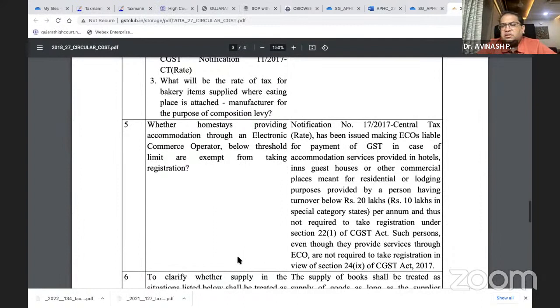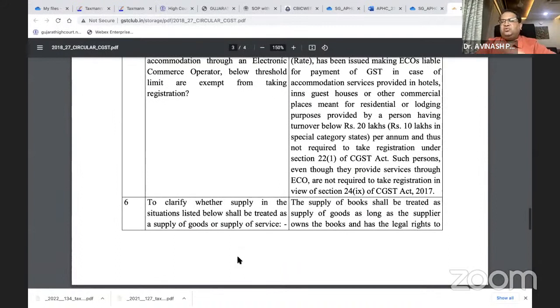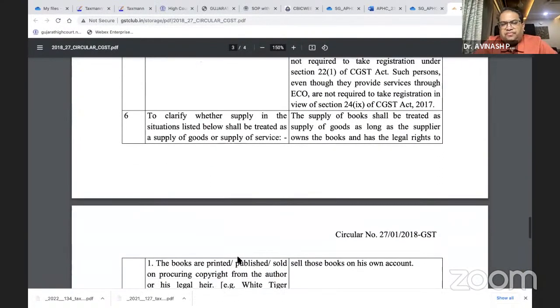But if a person has a turnover below 20 lakhs, which is the threshold, then he is not supposed to take registration. Although it is an electronic commerce operator, which is included in section 24, clause 9, the notification has exempted it and therefore there is no requirement to take registration.